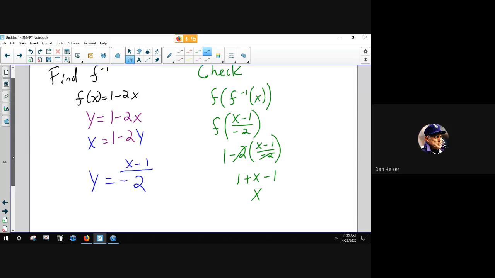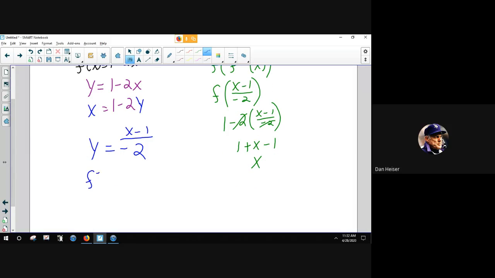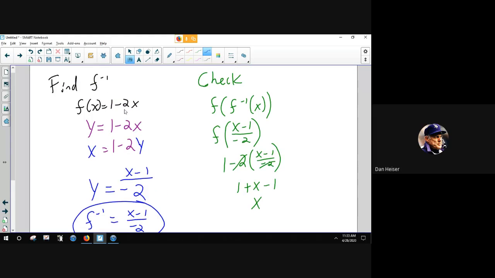And to finish this, we typically write it f inverse, like so. We take the y out and we put in f inverse just to notate that we found the inverse of something. This function is the inverse of this function.